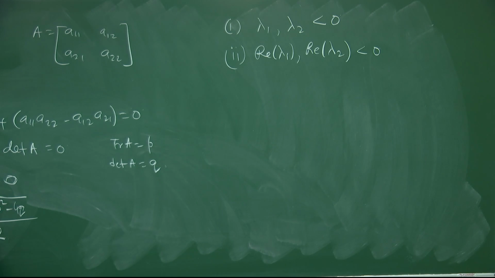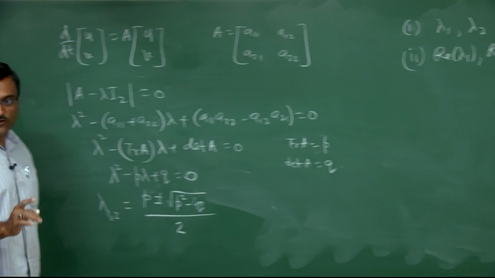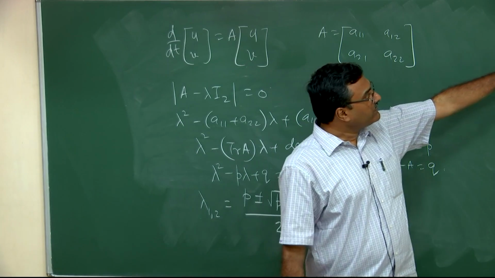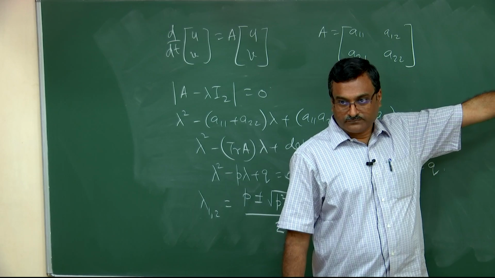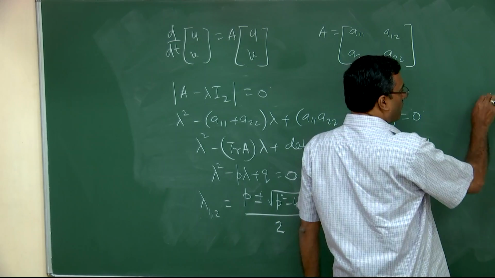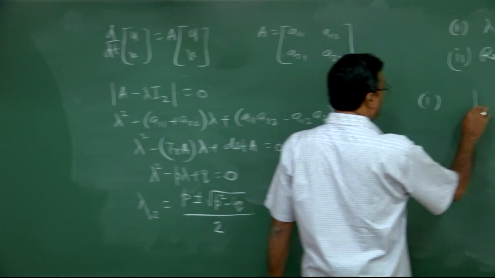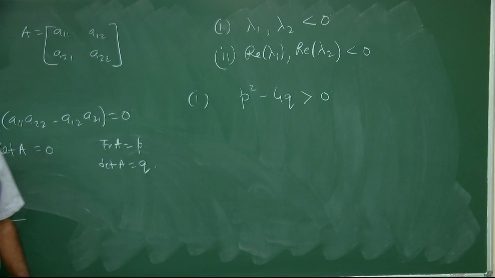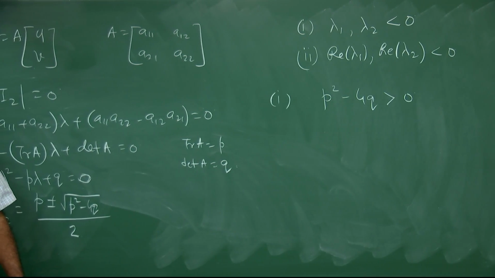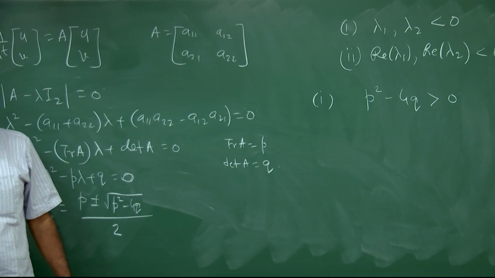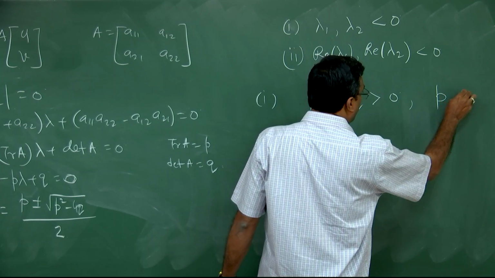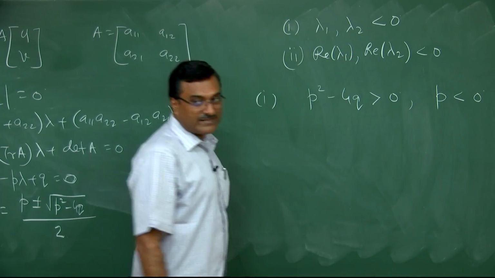Now if you look at this expression, there are two possibilities. In case 1, both the roots are real and negative. This case 1 corresponds to the requirement that P square minus 4Q is greater than 0, which ensures both the roots are real, right? Now how can we ensure that both the roots are negative? We can ensure this if we demand that P is also less than 0.